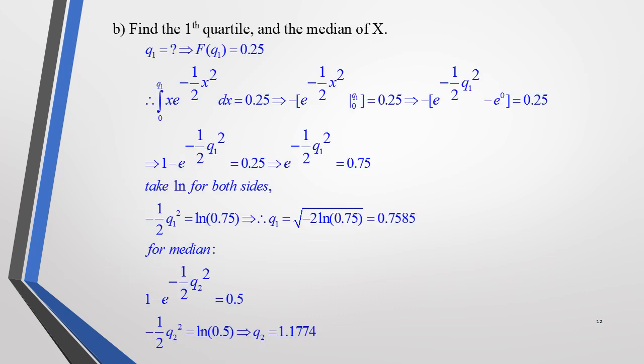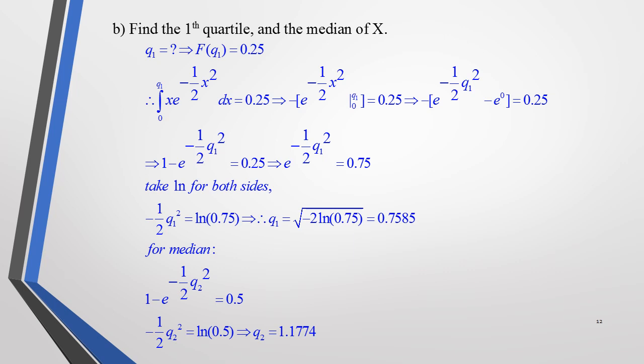B. Find the first quartile and the median of x. The first quartile is the value of the variable that splits the data such that 25% of the values are less than this value and 75% of the values are greater than it. Let's call this value Q1. To find Q1, we need to find probability of x less than or equal Q1, which equals 0.25.